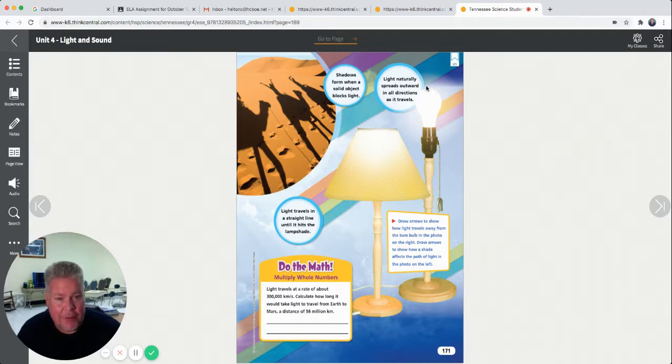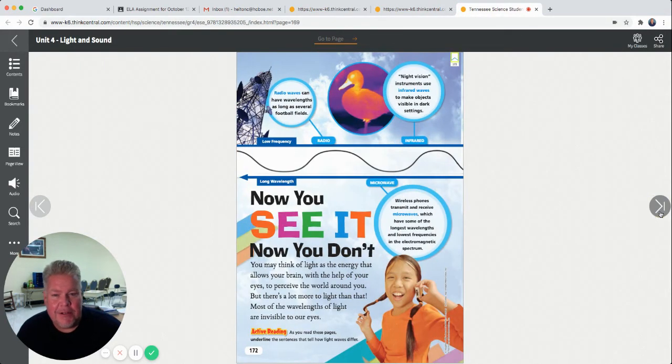Light does from this bulb, because it's not covered. Now inside this lamp, we've got an opaque object, this lampshade, that's stopping some of the light from coming through. But there's a hole in the top, so light comes out the top and it comes down the bottom, but it stops it from going out to the sides. Okay, let's look at the next page.